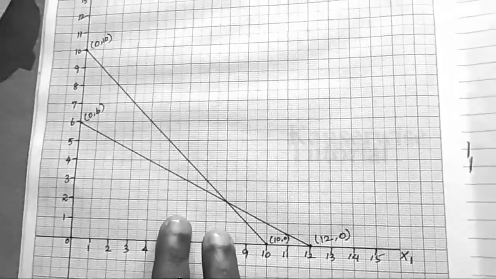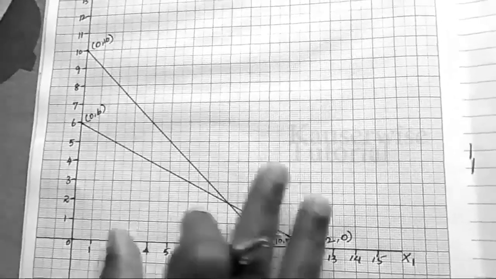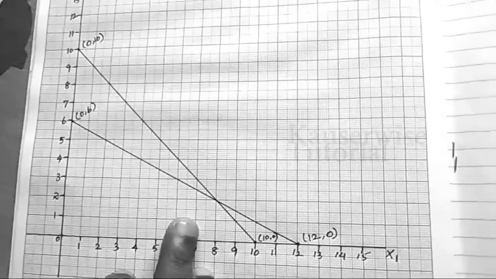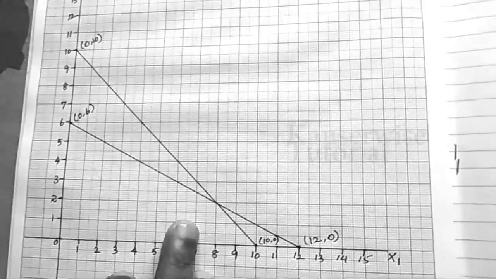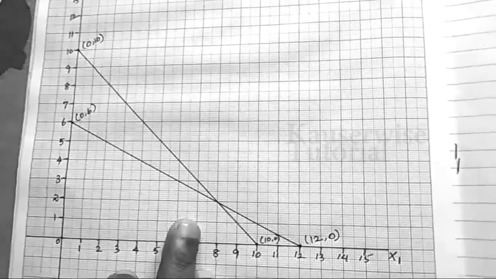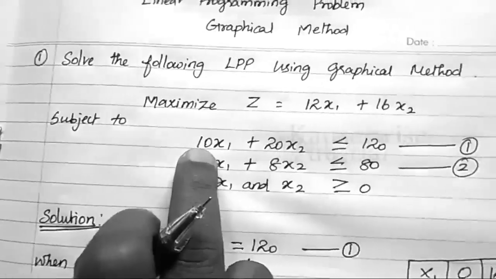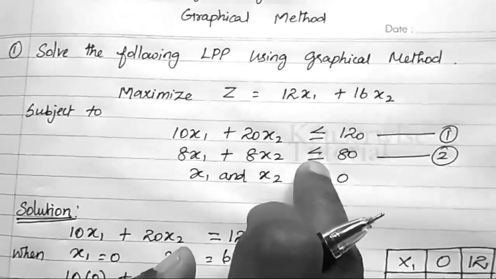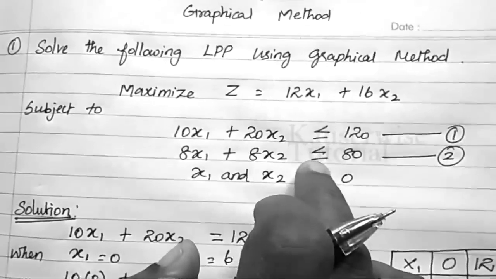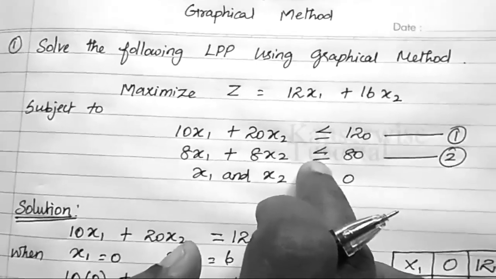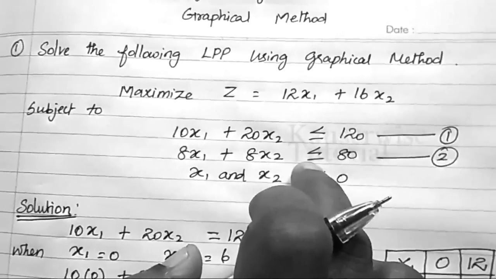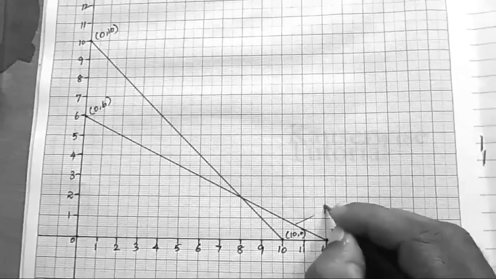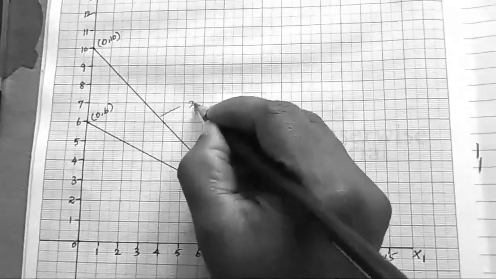Now you need to find the feasible region. In order to find the feasible region, just see the 2 constraints, that is 2 equations. Check whether each is less than or equal to or greater than or equal to, because based on that only you will be able to find the feasible region. So look at the first constraint: less than or equal to. The second constraint is also less than or equal to, which means the feasible region should be below the lines which you have drawn in the graph sheet. So this line represents the first constraint and this line represents the second constraint.